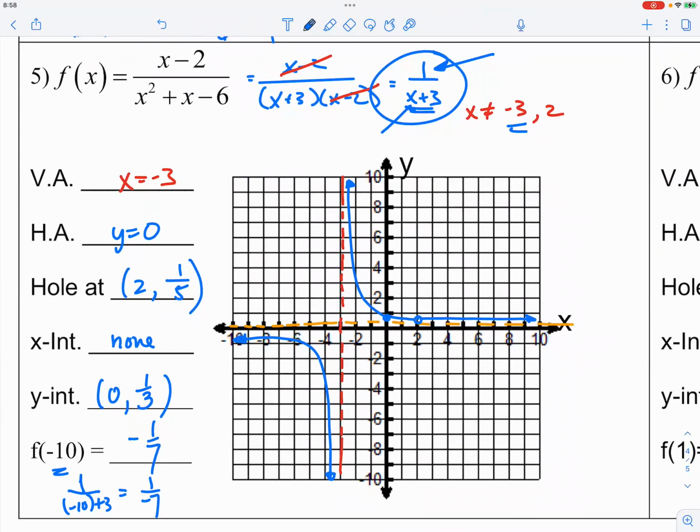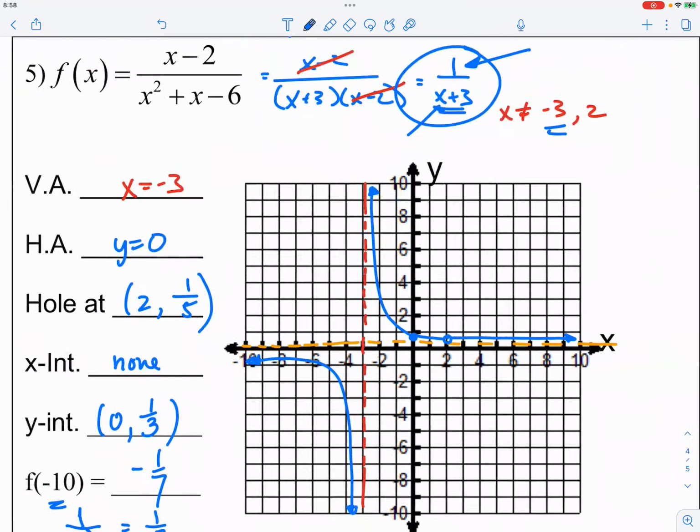So that's how you know where the hole is. Okay, whenever you cancel something out, that's a huge signal that there is a hole because you still cannot equal that particular x value. So you would draw the hole with an open circle. Okay.